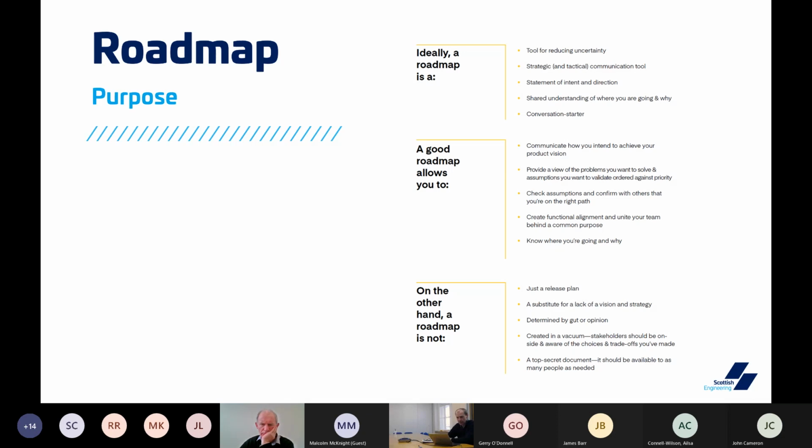So the purpose of the roadmap in there, what does that do? So the roadmap, first of all, is a tool. It's a tool that allows you to address uncertainty, and a tool that allows you to provide direction to your team. It allows you also to align the team to a purpose, which is what we're talking about here, and to communicate that purpose and the rationale, the why.